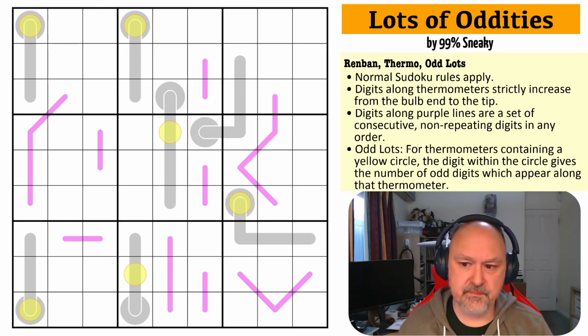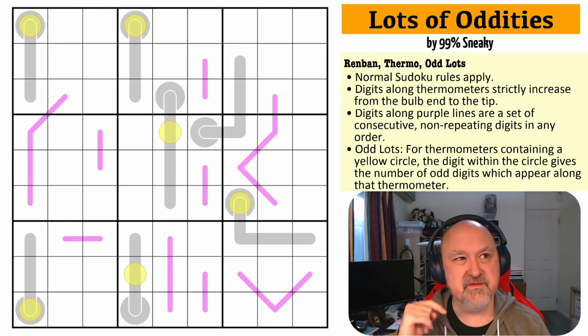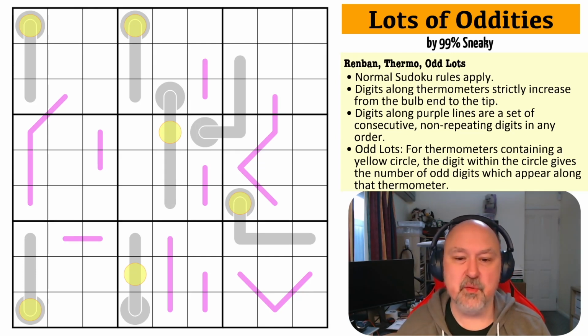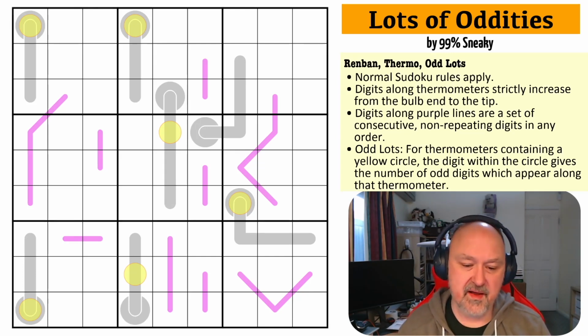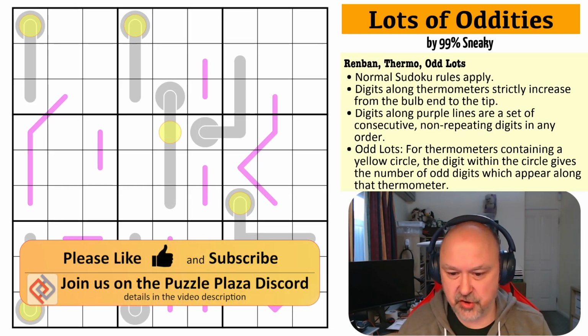This is a puzzle that uses the odd lots constraint, which is a constraint that we've seen in another puzzle by 99% Sneaky. I don't remember the details of that puzzle, but I do remember we saw this constraint before, and I'm looking forward to giving this one a shot.